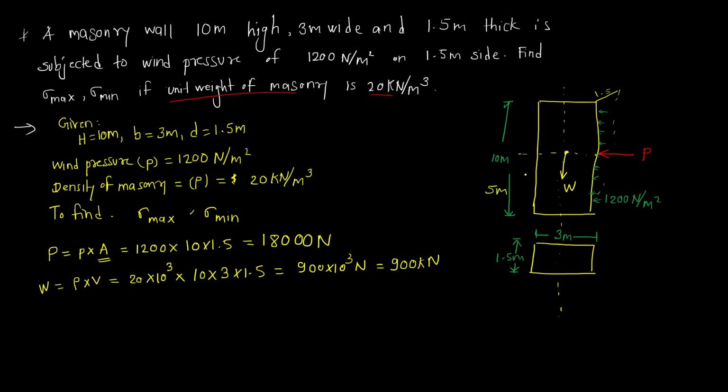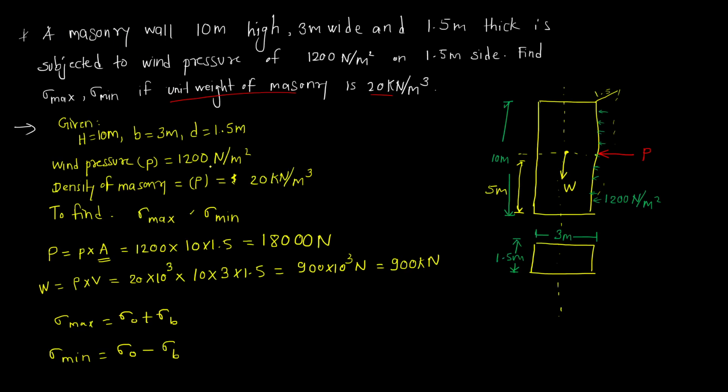This distance is 5. Now we have to use the main formula, that is sigma max is equal to sigma naught plus sigma B, and sigma minimum is equal to sigma naught minus sigma B. First we will calculate sigma naught, that is direct stress. Direct stress is equal to W divided by A, so weight divided by area. The weight here is 900 kilonewton, so 900 into 10 to the power 3 Newton divided by area. The area is 3 into 1.5. If you do this calculation, you should get the answer as 200 kilonewton per meter square.